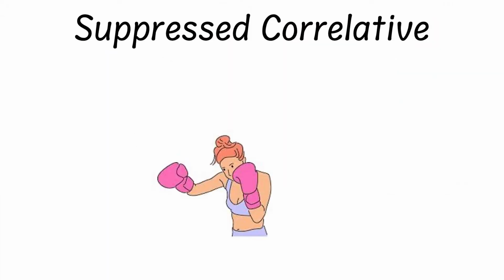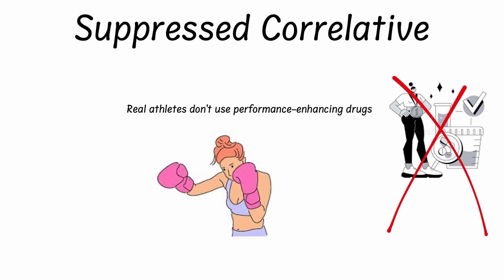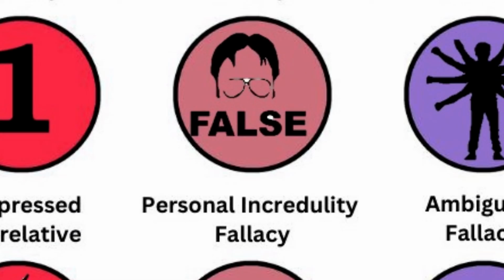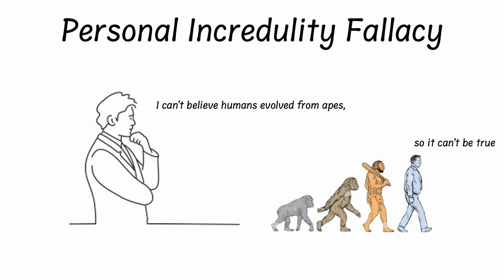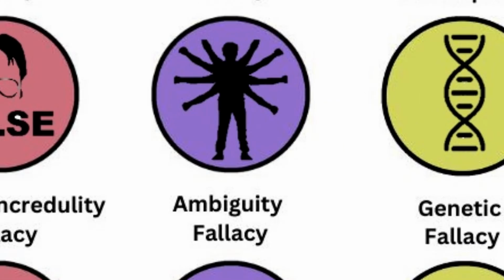Suppressed correlative redefines a term in such a way that one option becomes impossible, eliminating meaningful discussion or comparison. Personal incredulity fallacy. This fallacy occurs when something is dismissed as false because it is difficult to understand or believe. The argument relies on the speaker's inability to comprehend the concept rather than evidence.